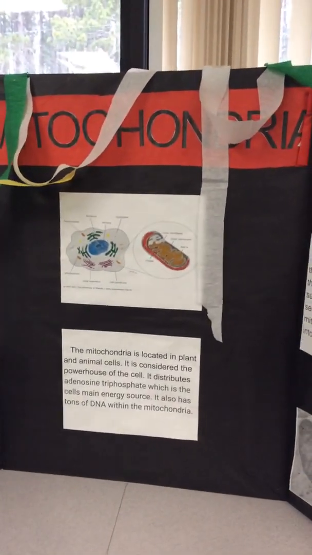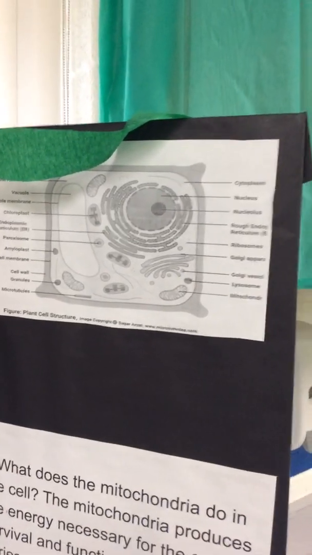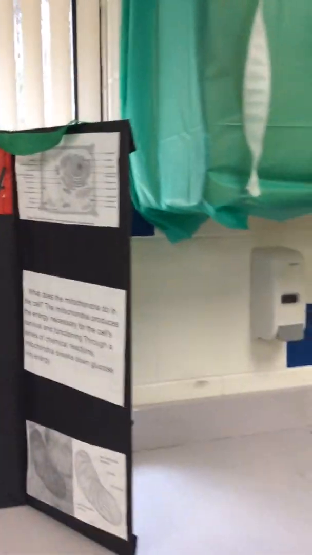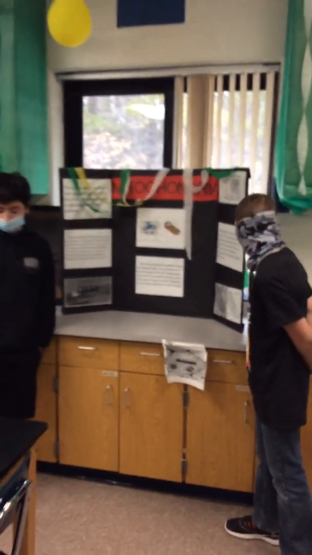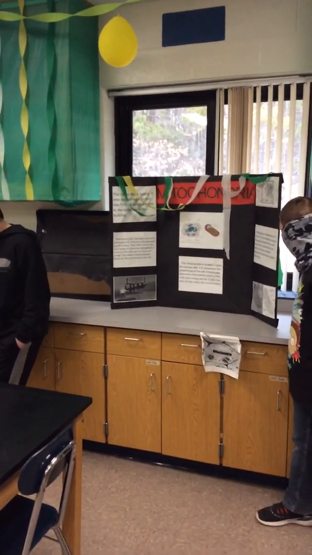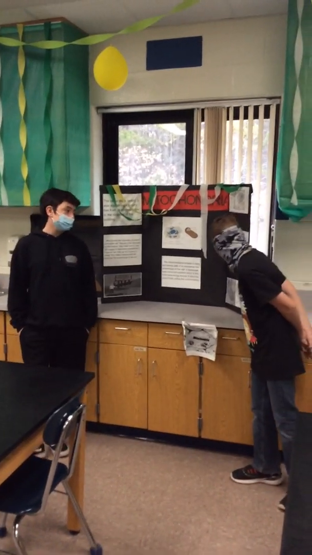This is a plant cell. The bean shape is the mitochondria. What does the mitochondria do in the cell? The mitochondria produces the energy necessary for the cell's survival and functioning. Through a series of chemical reactions, mitochondria breaks down glucose into energy.